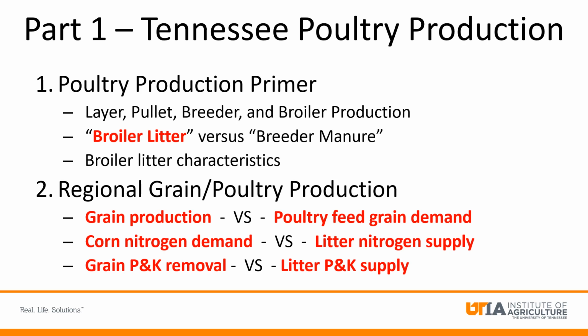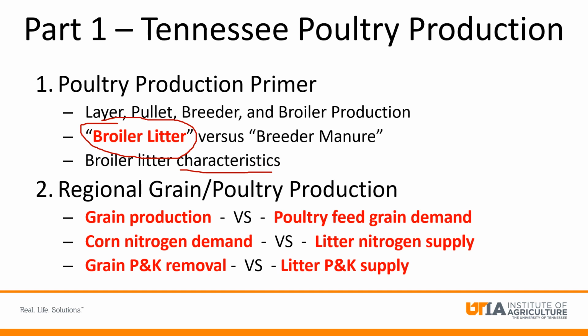My presentation today can be broken down into two parts with different goals. In part one, the goal is really to introduce grain producers to poultry production, and in particular to focus on what's important aspects of Tennessee poultry production. We'll talk a little bit about layer, pullet, breeder, and broiler housing and how that produces different manure types. We'll be focusing on broiler litter, which is most important in our state. And we'll talk a little bit about the characteristics of broiler litter for use as a fertilizer.